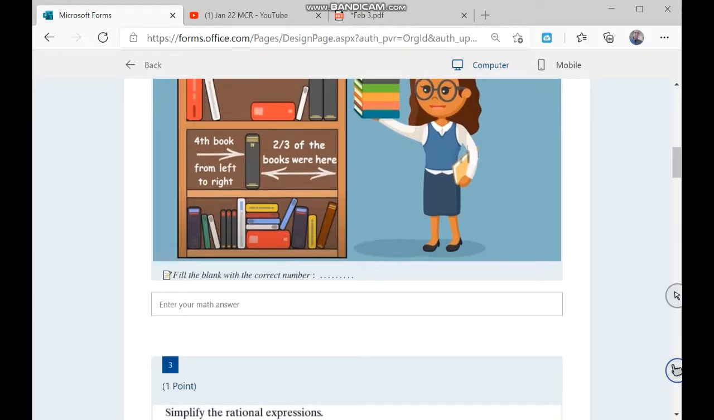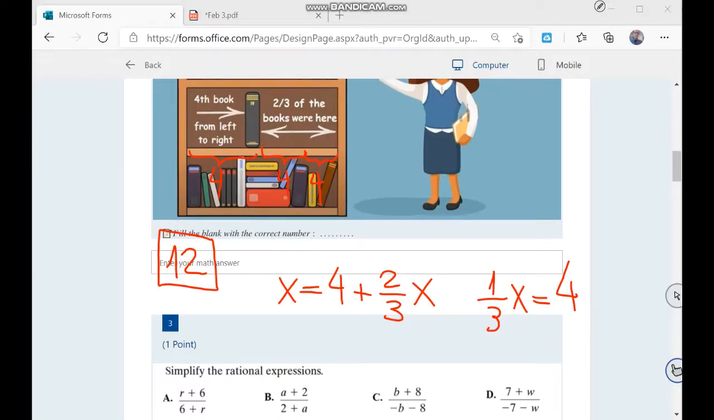If this book here that's left was the 4th book from left to right, that means we need to have here on this space 4 books in total, including this one, right? And on that space here is 2/3 of the total. So we're going to complete the whole shelf. So x is the total number of books. It's going to be 4 plus 2/3 of x. So the answer to the bell work is going to be 12. 12 books on the middle shelf.